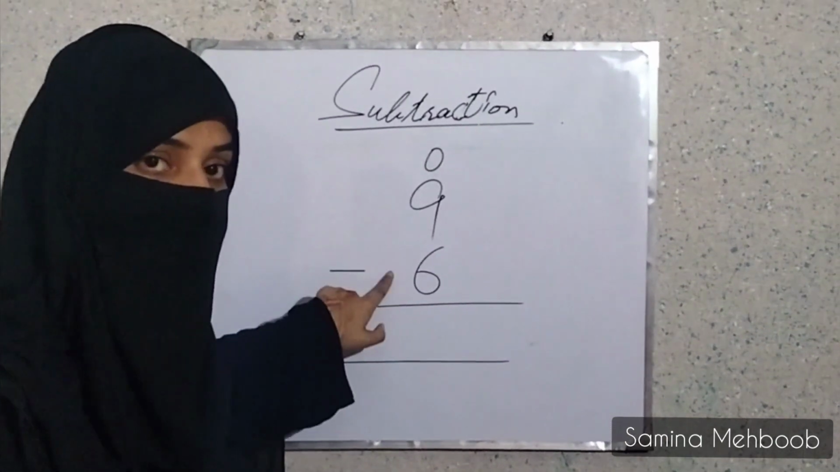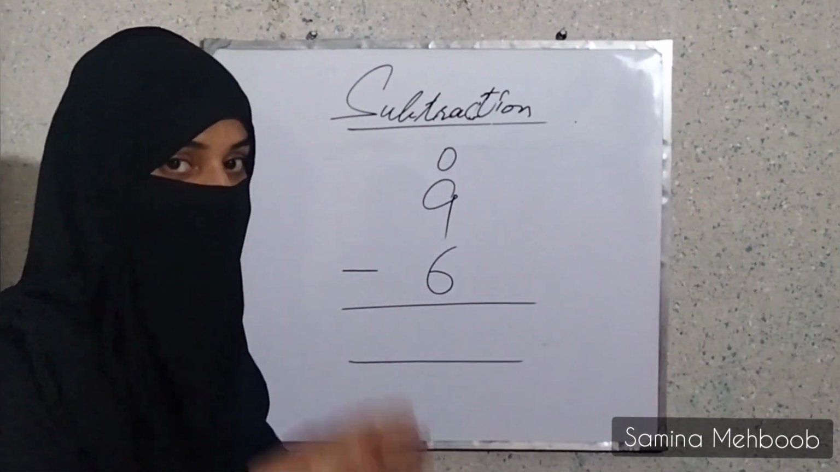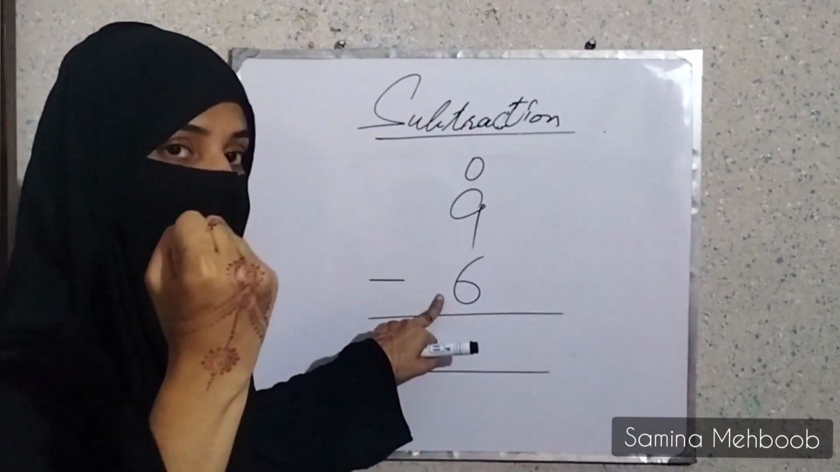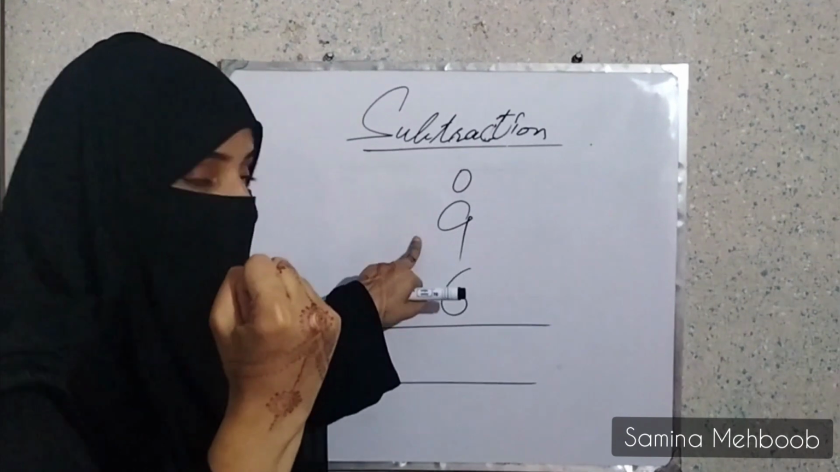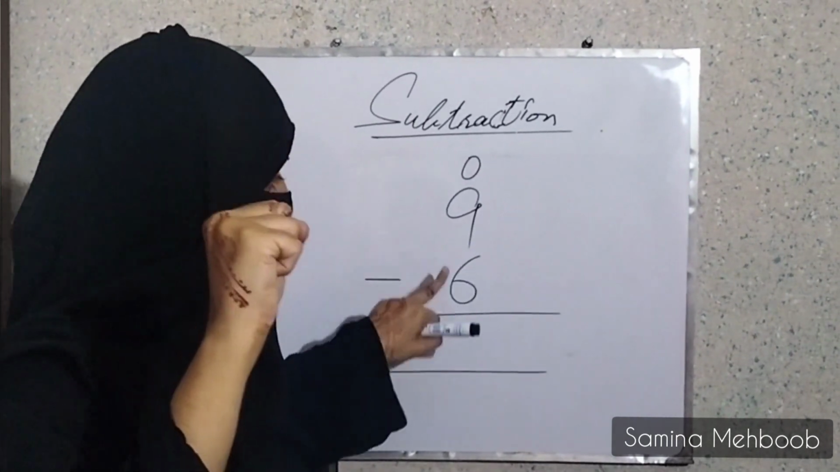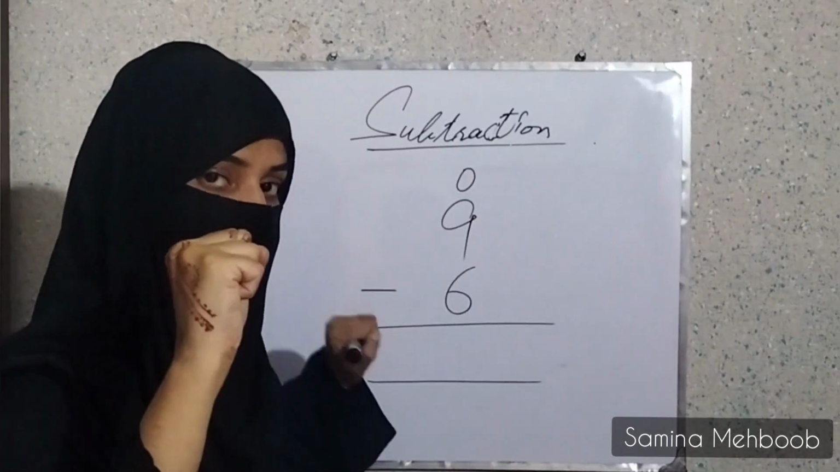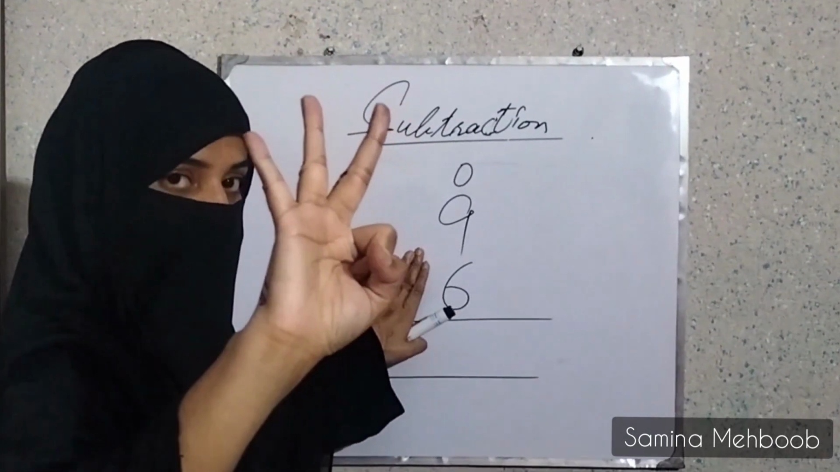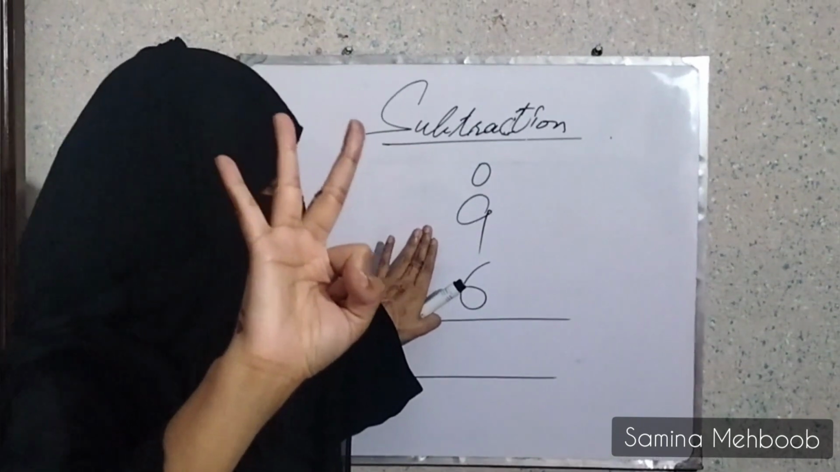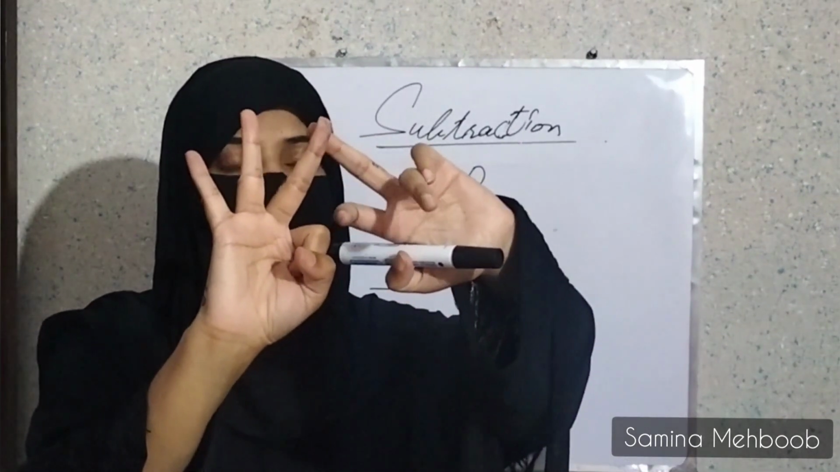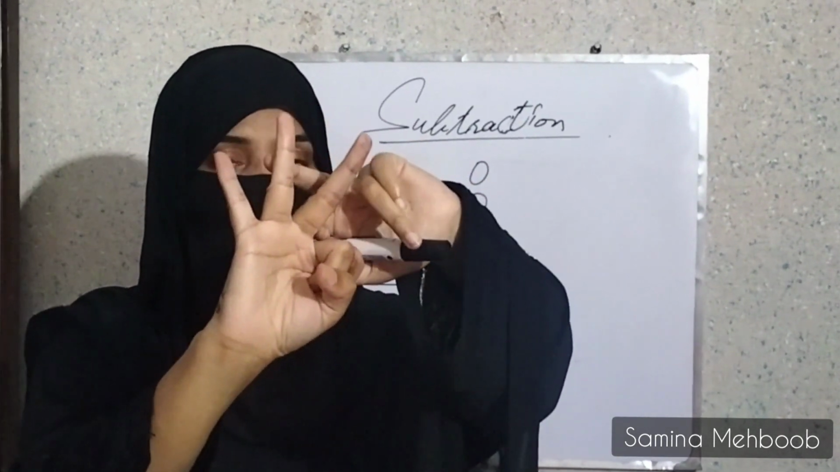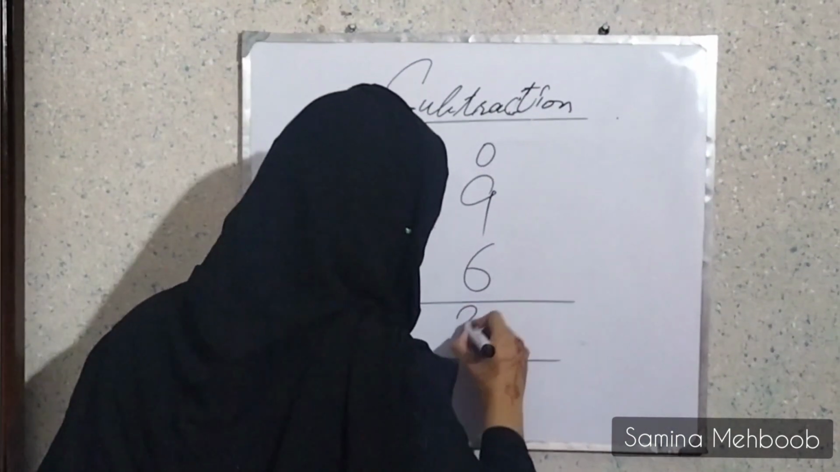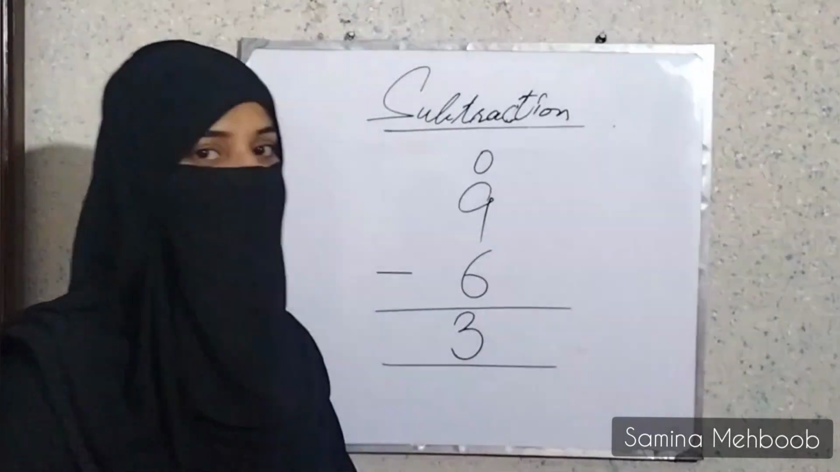What is the smaller number here? 6. Make a fist. Start counting after the smaller number till the greater number. 6. Start counting after 6. 7, 8 and 9. Stop because the greater number is 9. Now count the fingers. 1, 2, 3. What's the answer? The answer is 3. Yes.